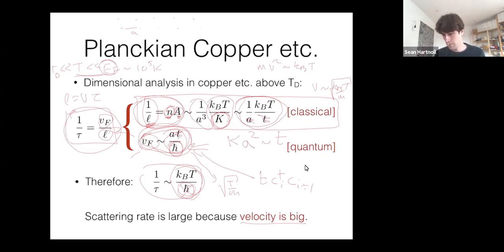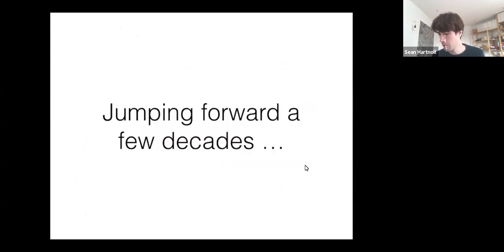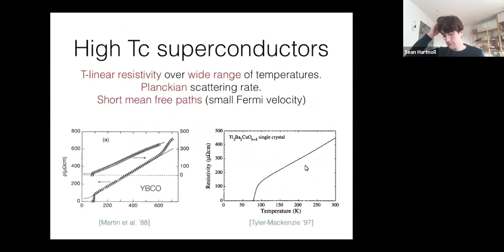So all this was understood a long time ago, but I think it's fair to say that broadly speaking, it was not, at least not high up in people's minds for a long time. And so now let's jump a few decades forwards and talk about high Tc materials. So these also can have a resistivity that's linear in temperature. That's these plots. They're superconducting, so for example, here the resistivity is 0, and there's some transition, and then it starts going up linearly in T.